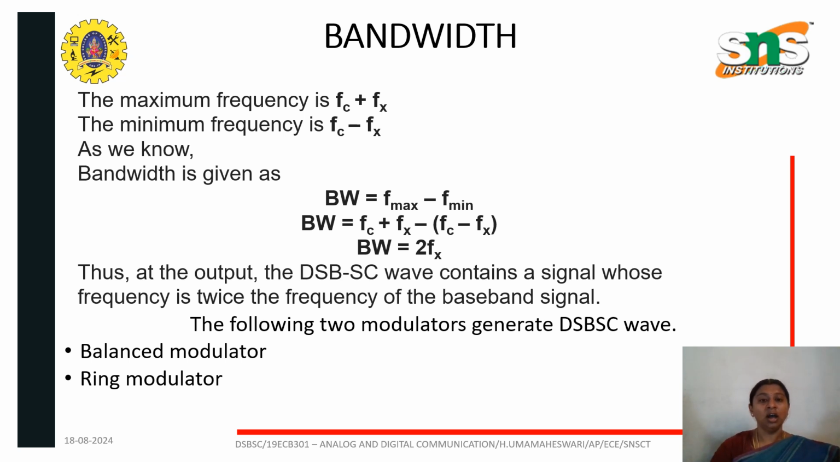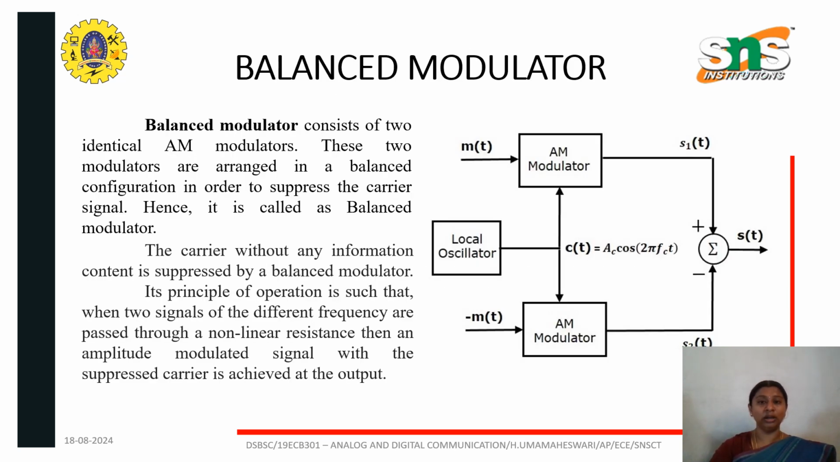The following are the two modulators which generate the double sideband suppressed carrier wave. First one is the balanced modulator, and the next one is the ring modulator. In the balanced modulator, we'll be using two modulators which are arranged in the balanced configuration. In order to suppress the carrier signal, the modulators are arranged in a balanced mode, so we call it a balanced modulator. The carrier without any information content is suppressed by the balanced modulator.